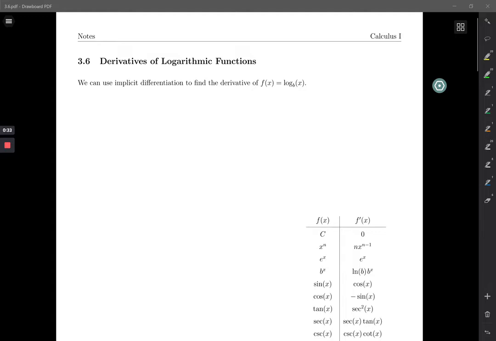Okay, so what we did there is we said that y was equal to, here we want to take the derivative of log base b of x, right? And so we're looking for y prime, and this is true if and only if b to the y is equal to x. Okay, and this was the definition of the logarithm. And now we can use implicit differentiation to take the derivative of both sides and find y prime.